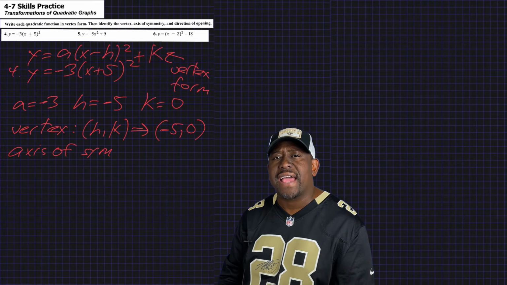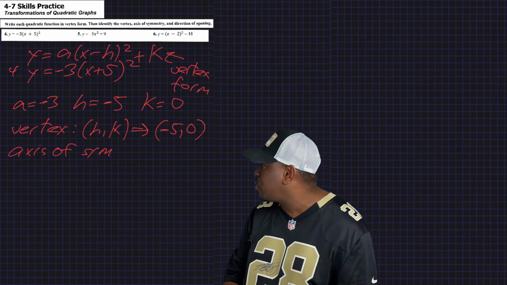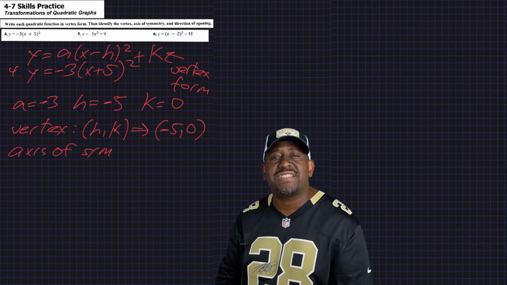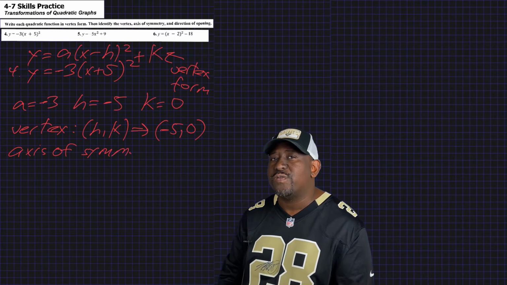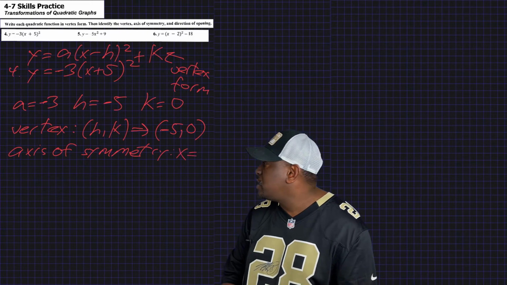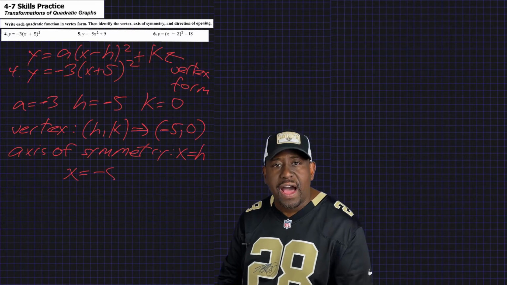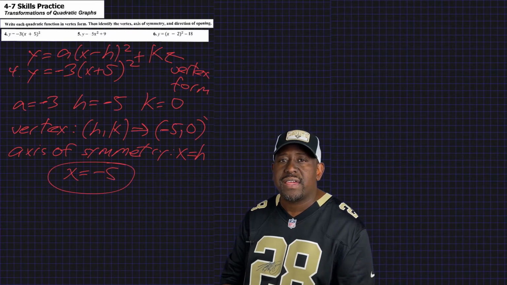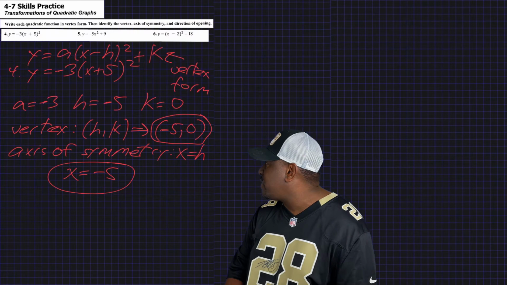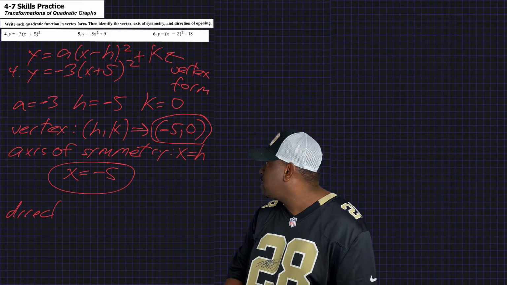The formula for the axis of symmetry, which we want to write every time we do this so we can get in the habit of learning it, is x equals h. It's a vertical line at the value of h. So in this case, it will be x equals -5, so you will have a vertical line at -5 if you were to graph that. So our axis of symmetry again is x equals -5.